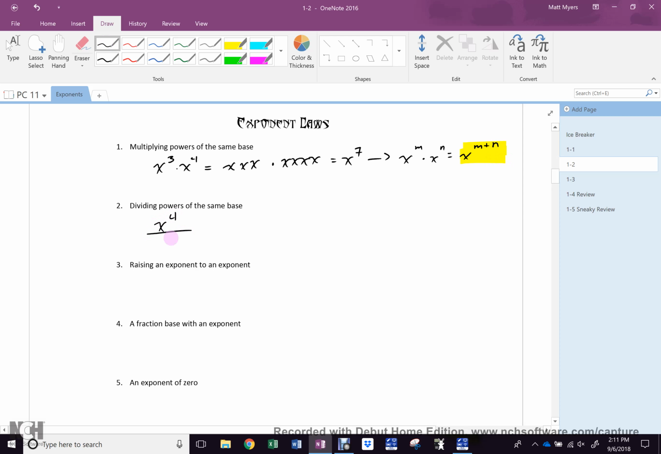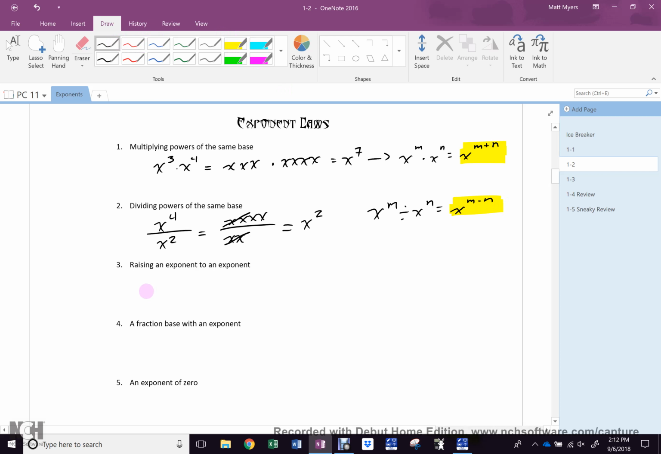X to the 4 over x to the 2. That is the same as x, x, x, x over x, x. Of course, what happens there? That cancels, and you're left with x squared. And of course, the shortcut is x to the m divided by x to the n is x to the m minus n. The second exponent law that you all know. Again, I'm not spending any time with it because everybody is comfortable with those. The first 5 you should be comfortable with.